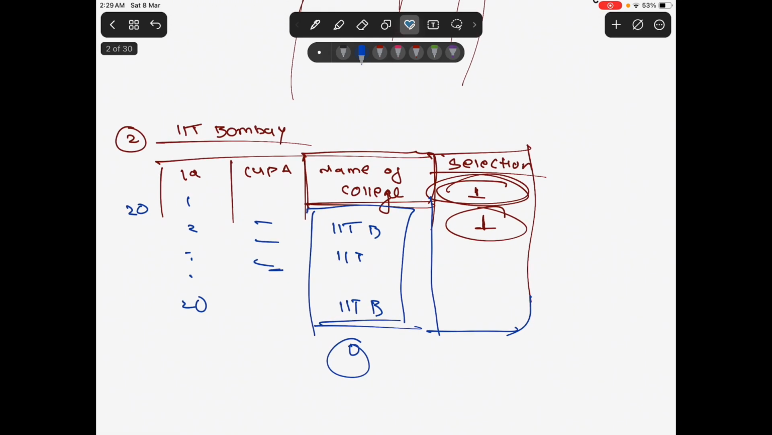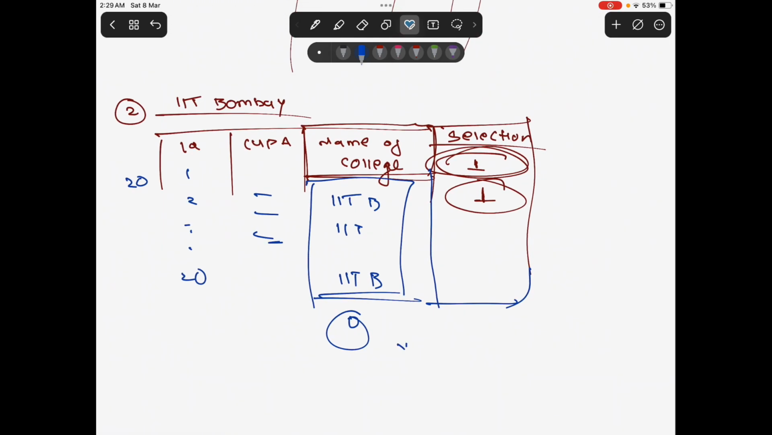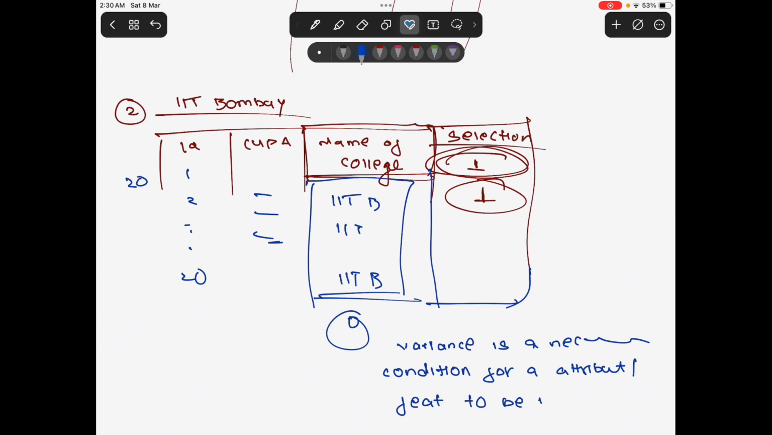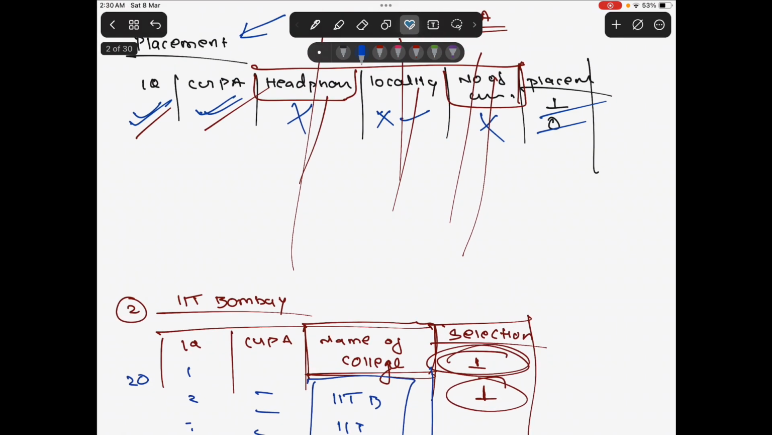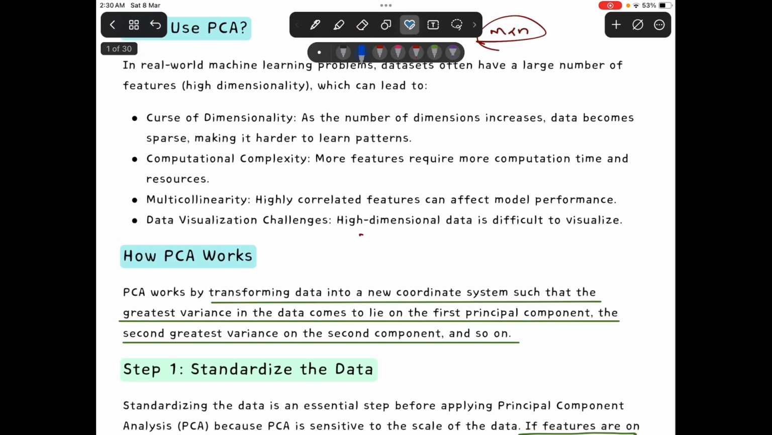So from here we can conclude that variance is a necessary condition for an attribute or feature to be in that data set. Okay. So hopefully you have understood why we need a feature reduction technique.